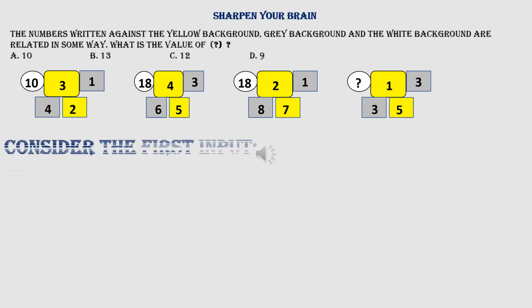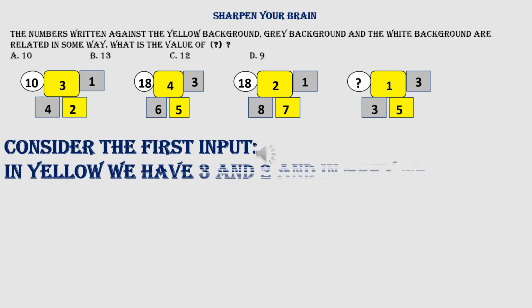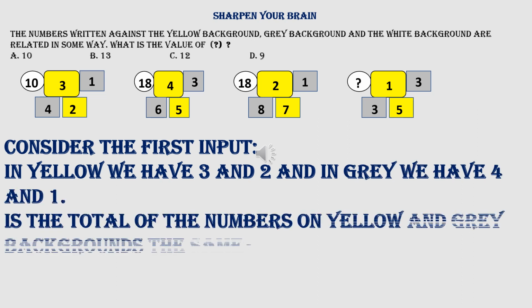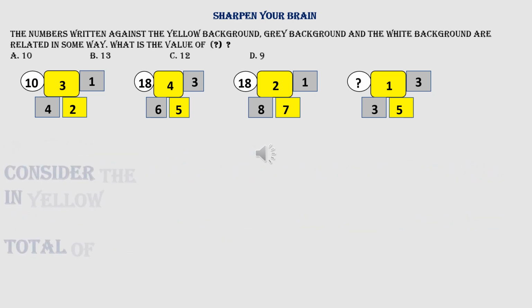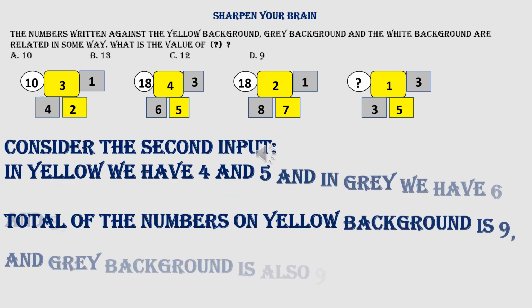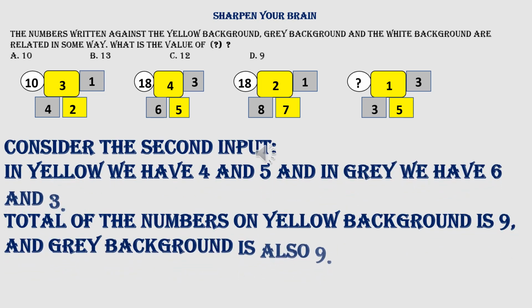Consider the first input. In yellow we have 3 and 2 and in gray we have 4 and 1. Is the total of the numbers on yellow and gray backgrounds the same? Consider the second input. In yellow we have 4 and 5. And in gray we have 6 and 3. Total of the numbers on yellow background is 9. And gray background is also 9.